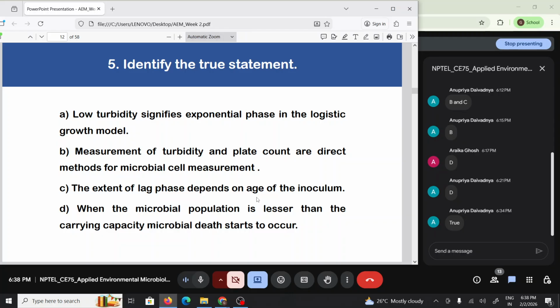Again, we have four statements. You have to identify the true statement about growth. So you all know that when we have a broth, we try to grow cells. We use spectrophotometric analysis to quantify growth, and we can visibly see turbidity. A nutrient broth is a clear liquid. Once you have inoculated and there is enough growth, there will be high turbidity. So statements are based on the turbidity measurement and growth of microbes.